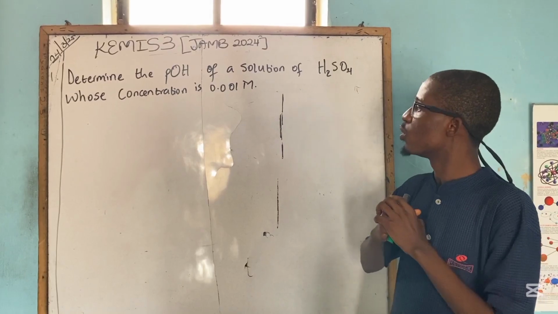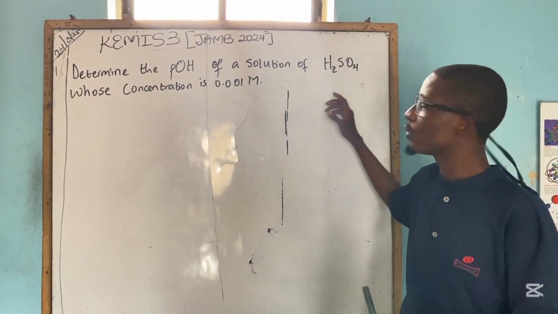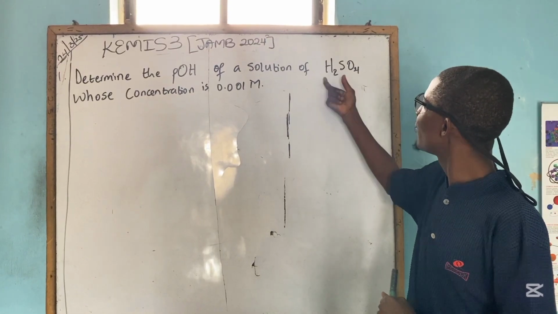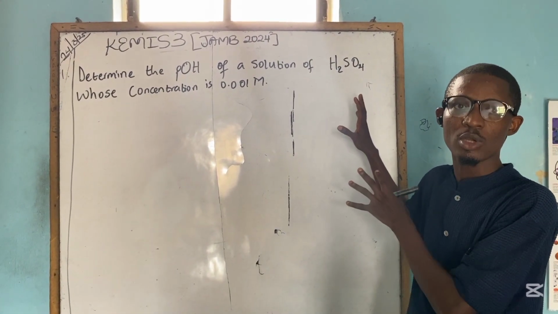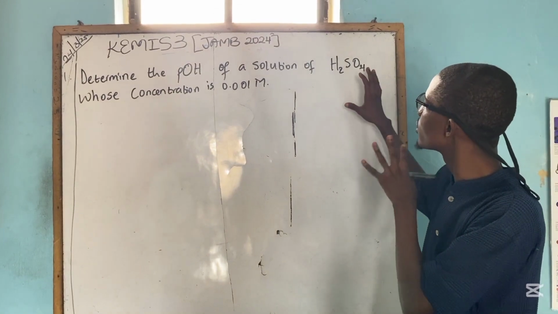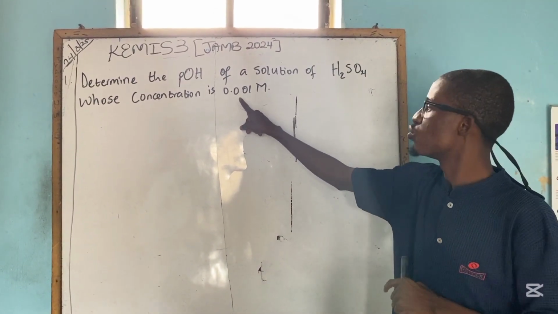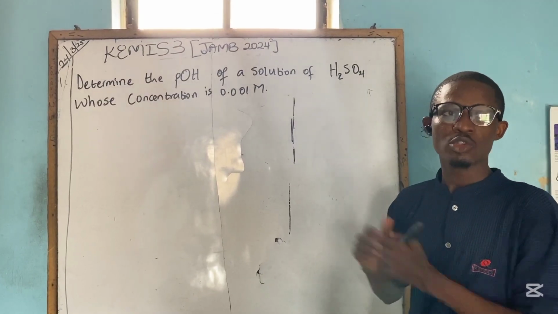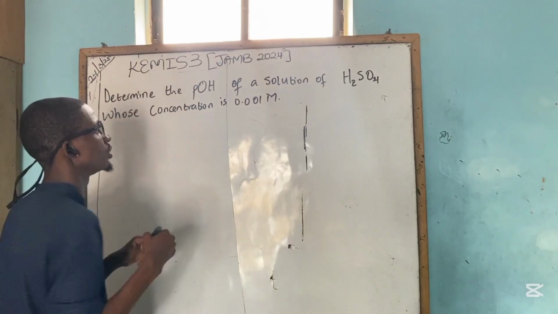But before we go, don't forget that we have to dissolve this H2SO4 in water. If we dissolve H2SO4 in water, we have 2 moles of hydrogen ion present in H2SO4. So the 2 moles of hydrogen ion present in H2SO4 signifies that we have 2 times this concentration. So let's go to the board and work out the solution to that particular question.